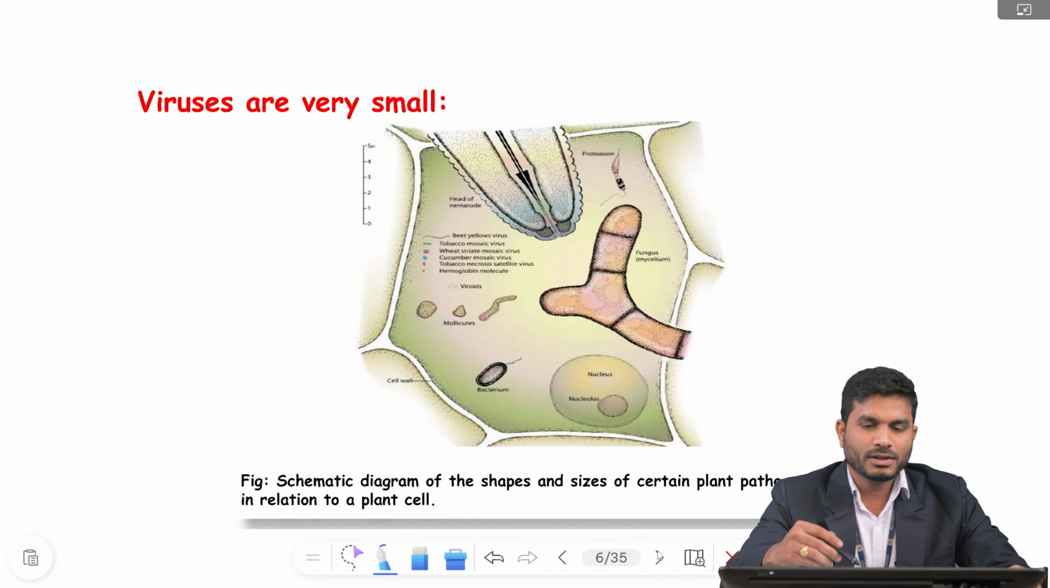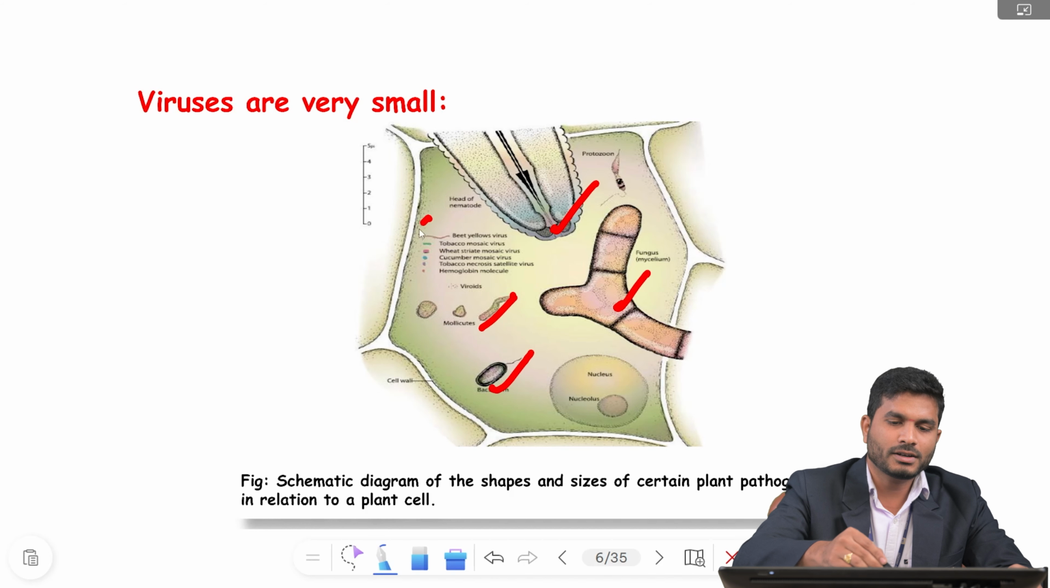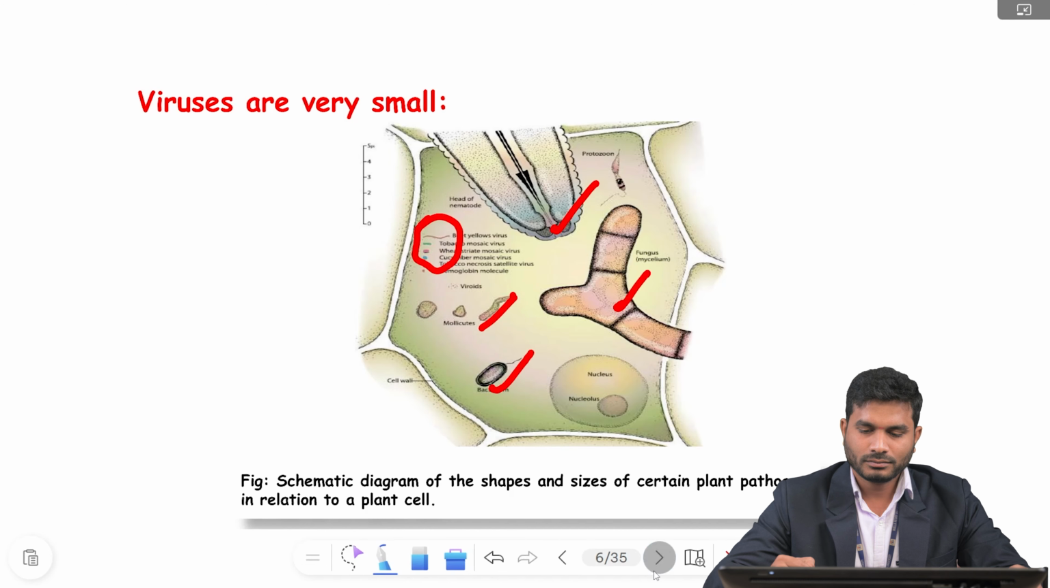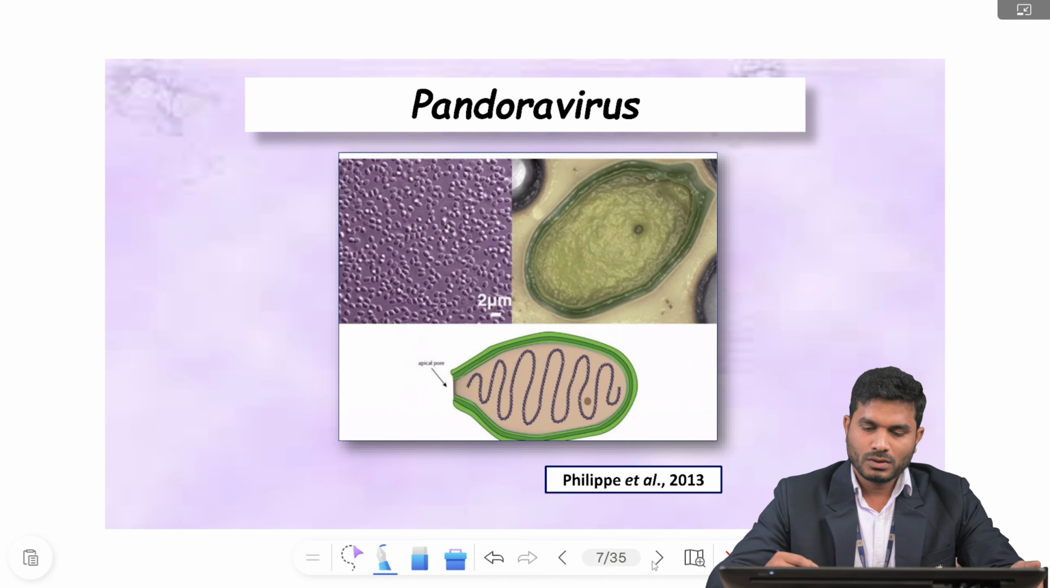So here in this picture we can see a nematode, a fungus, a bacterium and the molecules. So here the size of viruses depends. One exception to the size of viruses is the Pandoravirus, which can grow up to nearly 1 micrometer and can be seen under a light microscope. This exception shows the incredible diversity within viral groups.